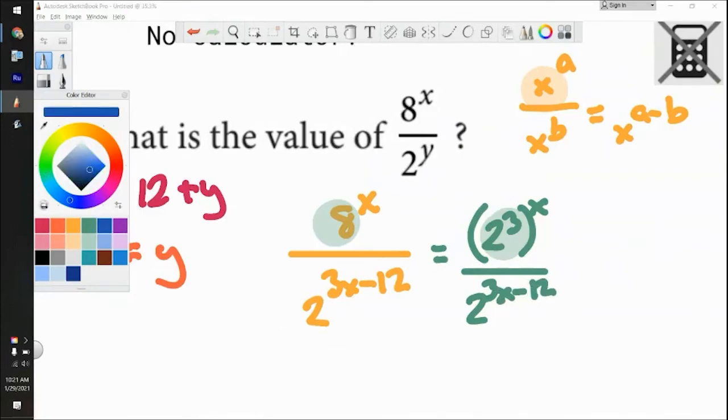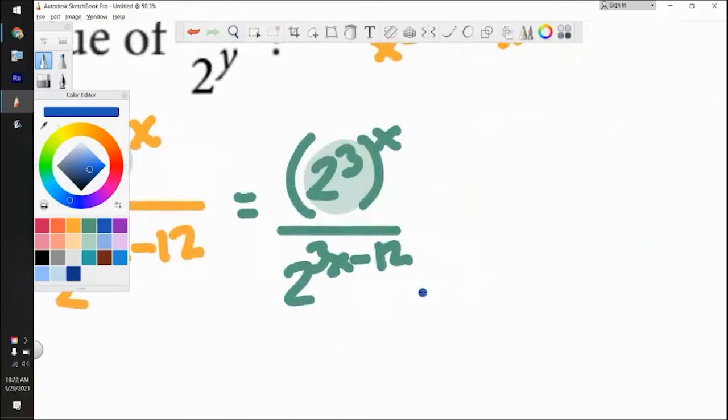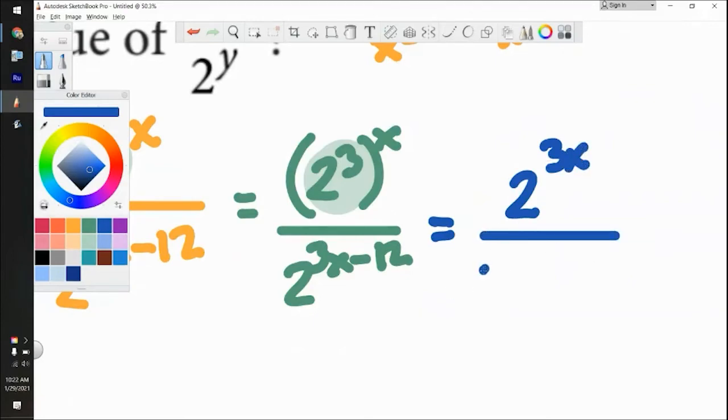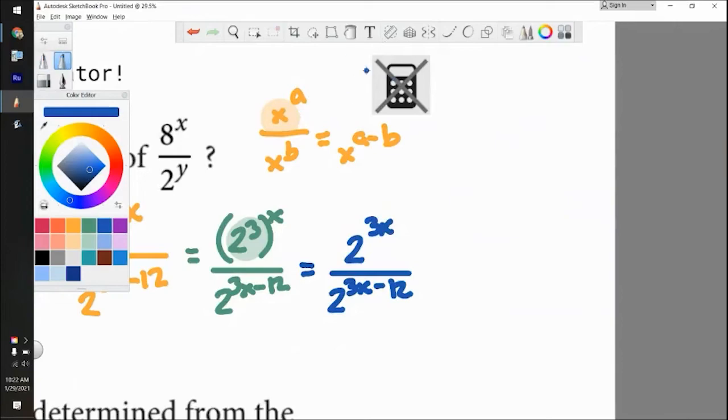Now there is another exponent property that you can use when it's a power of a power. When it's a power of a power, what you can do is just multiply the powers. And then we're still dividing by 2 to the 3x minus 12. What's cool about this is now we can use this property right here, because now we have the same bases. They're both 2.